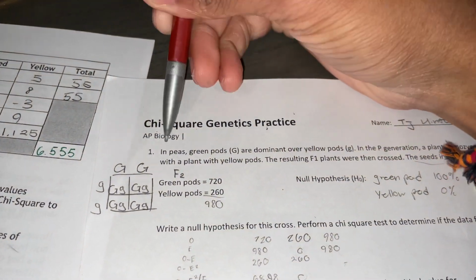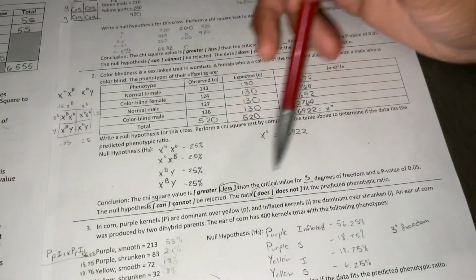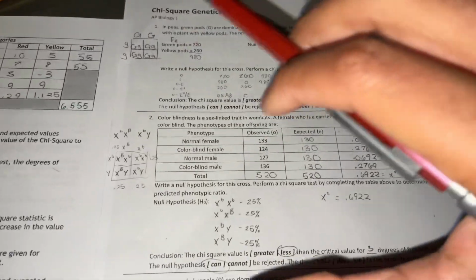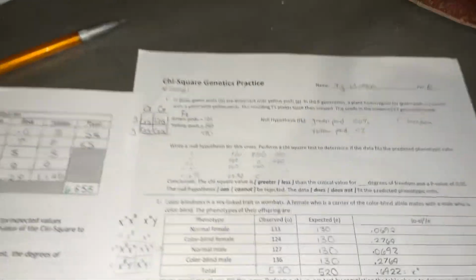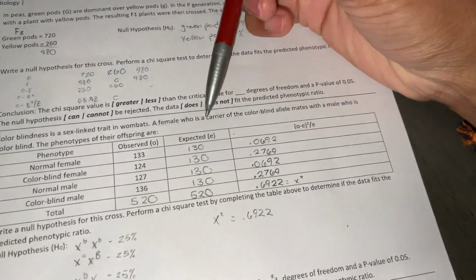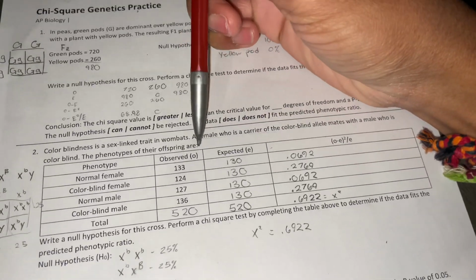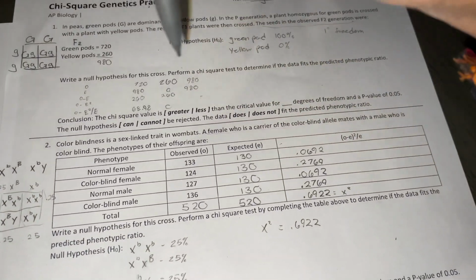My name is Swaggy1 Fresh here, and today we're going to show you how to do chi-square genetics practice in AP Bio Speedrun. Okay, so basically, I have the finished product already, and we're just going to go through it. So, right off the bat, the question asked is a sex-linked trait.